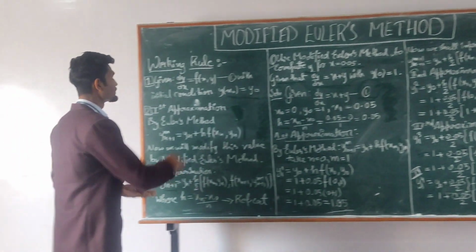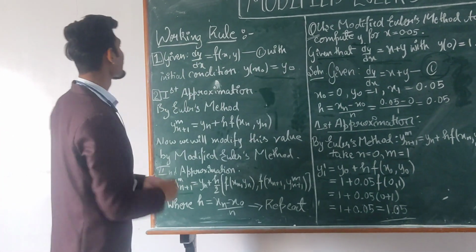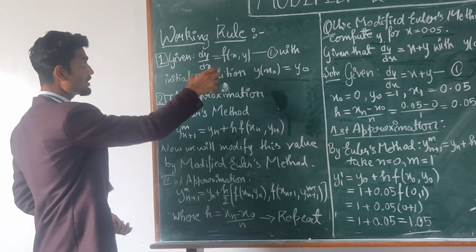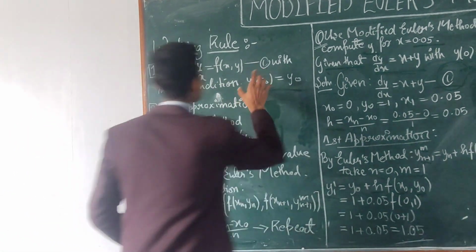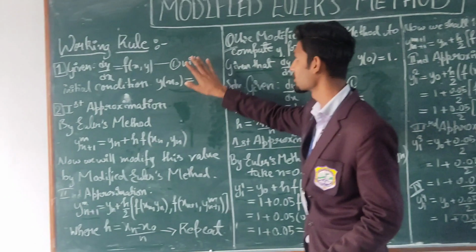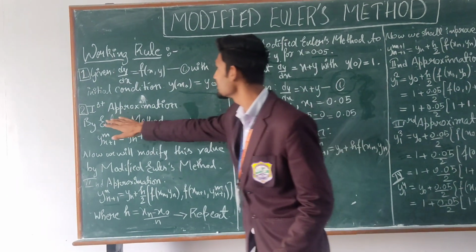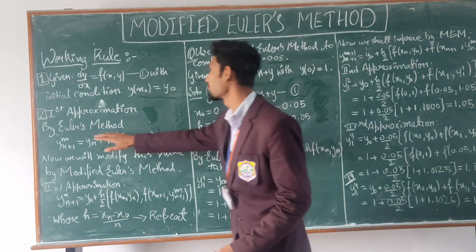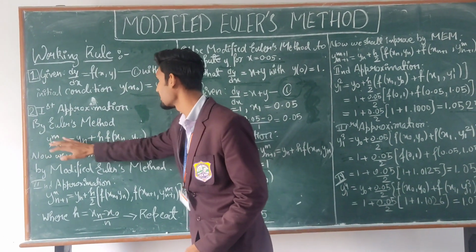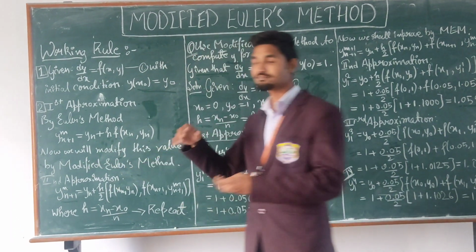Before moving to the main topic, we are going to discuss the working rule. First, write the given equation dy/dx = f(x, y) and mark it as 1, with initial condition y(x0) = y0. Secondly, find the first approximation with the formula of Euler's method: y(n+1) = y(n) + h f(x, y). Now we will modify this value.